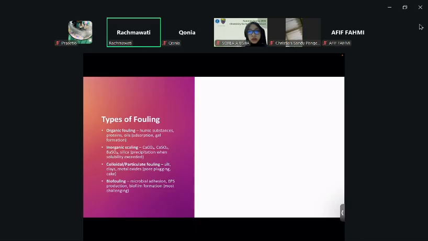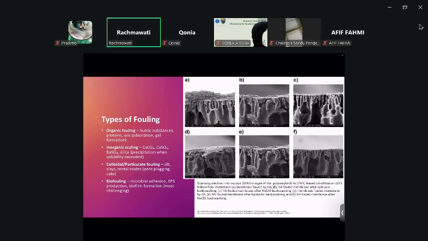There is also biofouling, like microbial adhesion, EPS production, biofilm formation. This is most challenging, especially if you are using a membrane that has a functional group which can be hydrolyzed, like amide, ester, alkoxy, or something like that, because the presence of these microbes might degrade the polymer. And then this is a SEM picture of an ultrafiltration membrane. It's a hollow fiber.